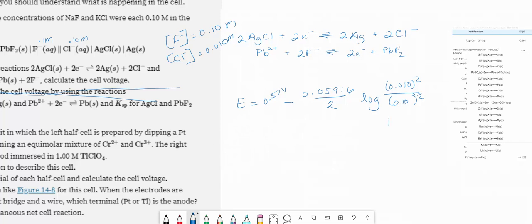So when I calculate this log value, this works out to, and I'm just going to write everything down. So this is 0.57 minus 0.05916 over 2. This is the log of 0.01 now. So we get a negative 2. Then I end up with a new E value of 0.62916. We have to check our significant figures, and we would probably be rounding that to 2. So 0.63 volts. So you see, as we change these values here, the E value is going to change as well.